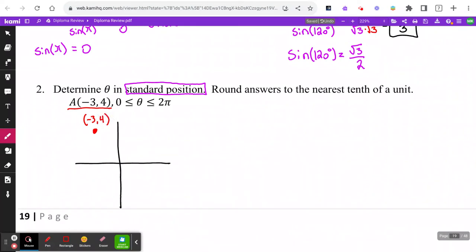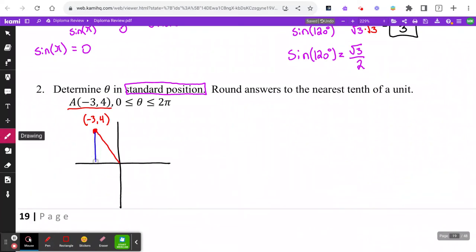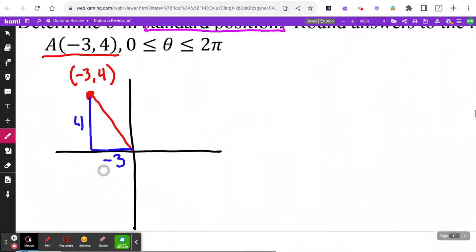We're in the trig unit. Make a triangle out of that thing. The triangle connects to the origin. We then put side lengths of 4 and negative 3. It's a nice one again.